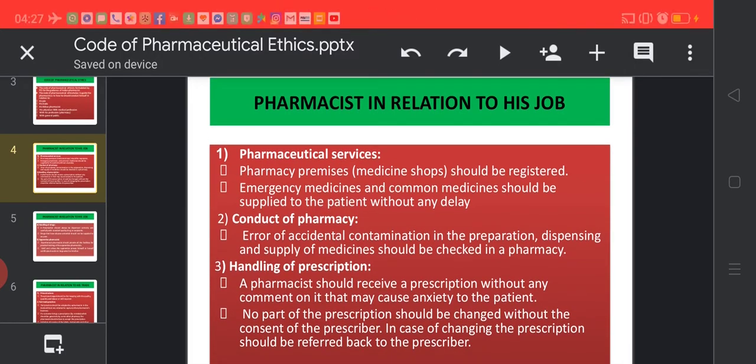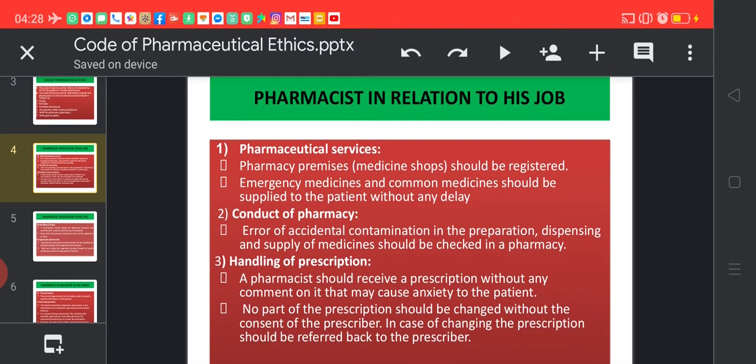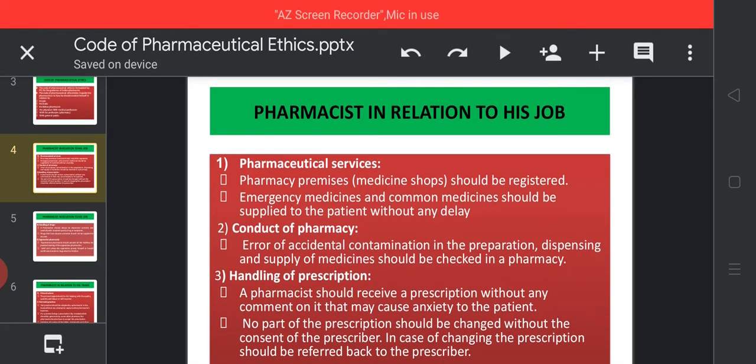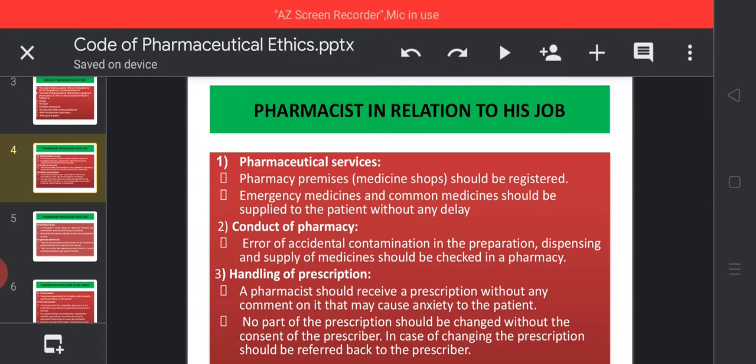Second, objectives to maintain the conduct of pharmacy: errors of accidental contamination in case of preparations, in case of dispensing and supply of medicines should be checked in a pharmacy. So, conduct of pharmacy, इसको कैसे मेंटेन कर सकते हैं? How we will regulate the conduct of a pharmacy?